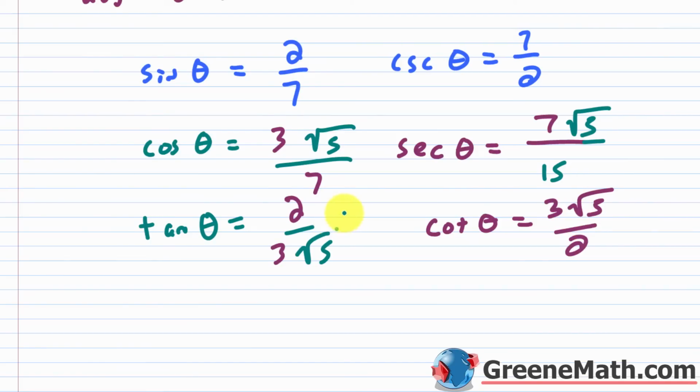So I'm going to multiply this by the square root of 5 over the square root of 5. So that would give me 2 times square root of 5 over 3 times 5, which is 15. So 2 times the square root of 5 over 15.